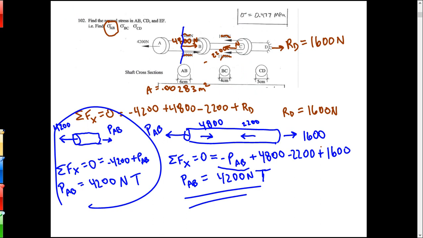So I've got PAB on both sides now, 4,200. You okay with that? Just cut through what you want to know, but you got to take one entire side or the other. You can't just pull something out of the middle. That's not correct. You got to take one whole side of the object or the other. And then once you've got that, you can solve for the stress.